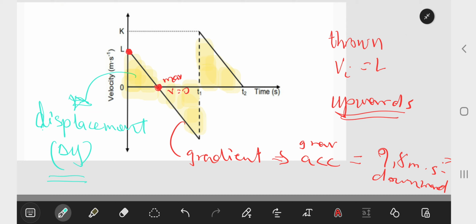All right, so that's it for this video, and in the next lesson we'll be talking about direction and more on these vertical projectile motion velocity time graphs.